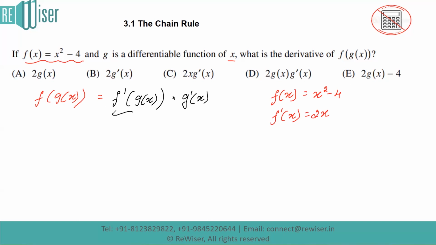In that case, if I talk about f dash of g of x, I just need to replace x with g of x. That's what is happening here: instead of x, I have g of x. So it has to be 2 times g of x. If I substitute it here, f dash of g of x can be written as 2 times g of x, and that g dash of x remains as it is.